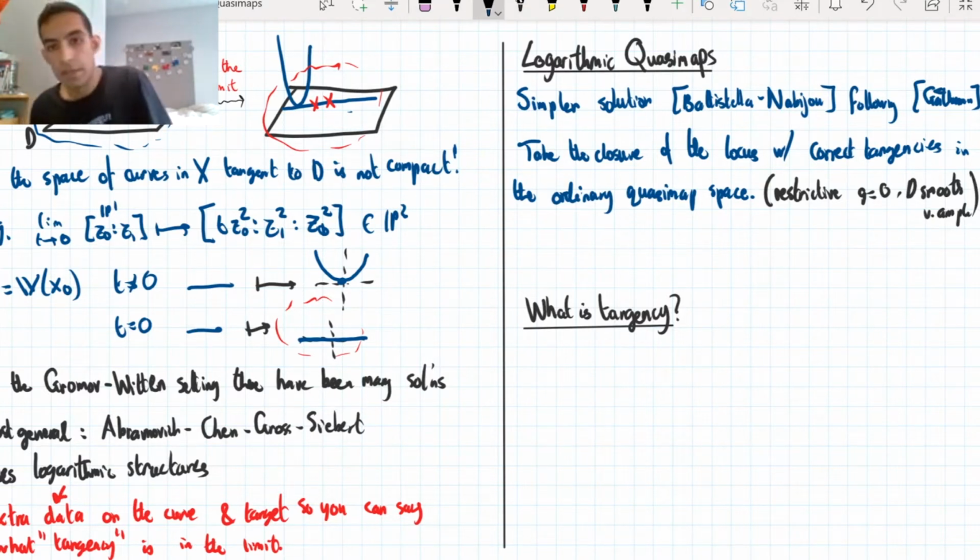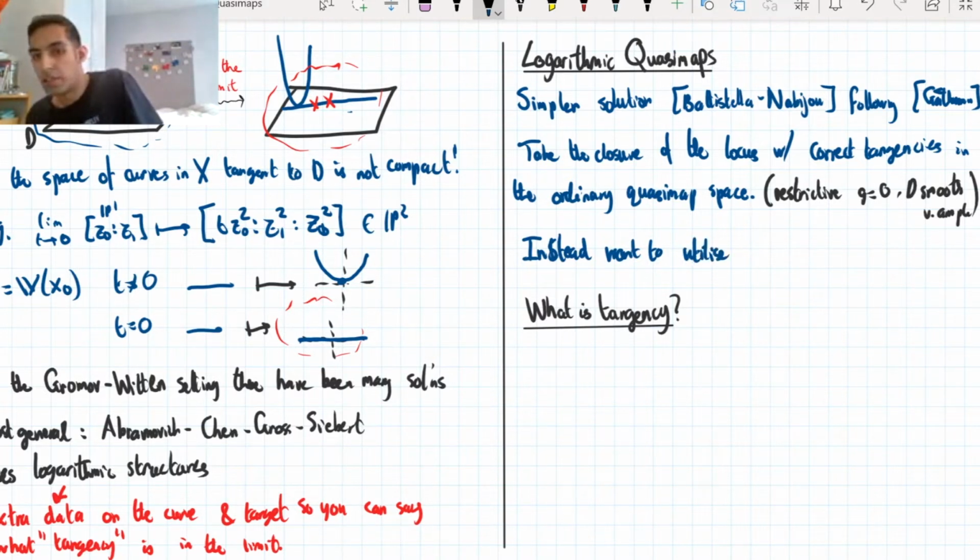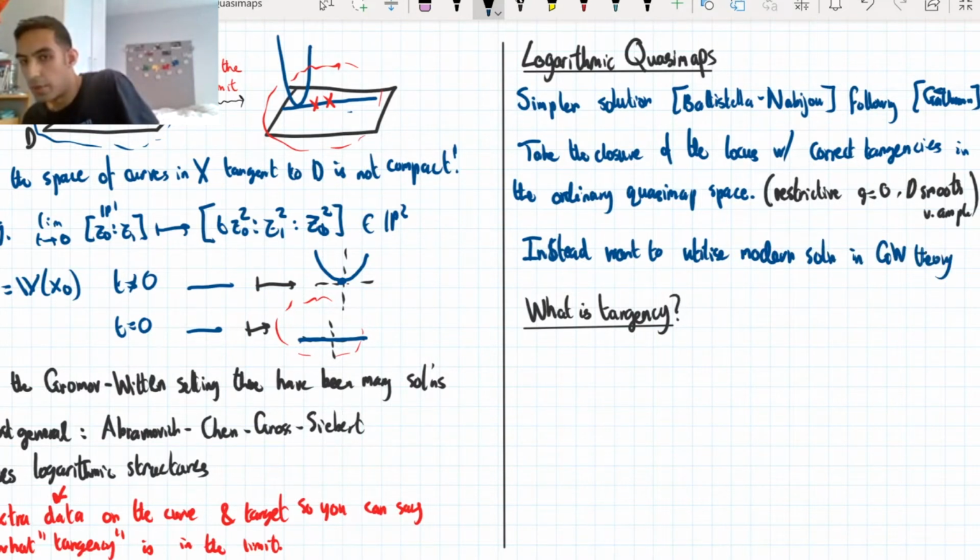And so what I'd like to do instead is utilize this modern solution of attaching this extra data to the curve and target, the modern solution in Gromov-Witten theory.